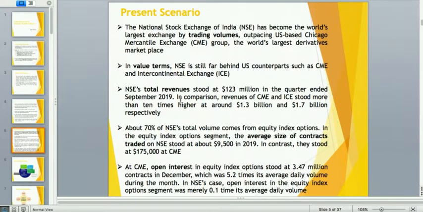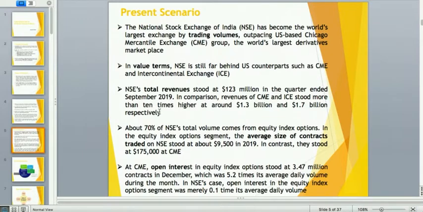NSE's total revenues, if you have a look, were around 123 million in the quarter ended September 19. Revenues of CME, ICE, just have a look at them. They are in billions, $1.3 billion, $1.7 billion, almost 10 times higher, right?